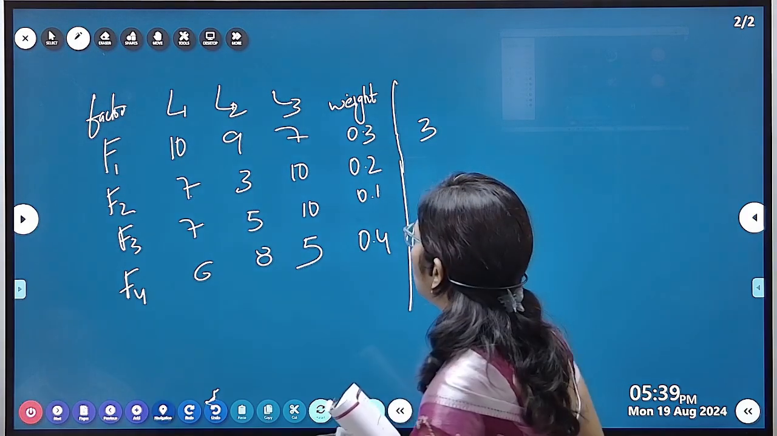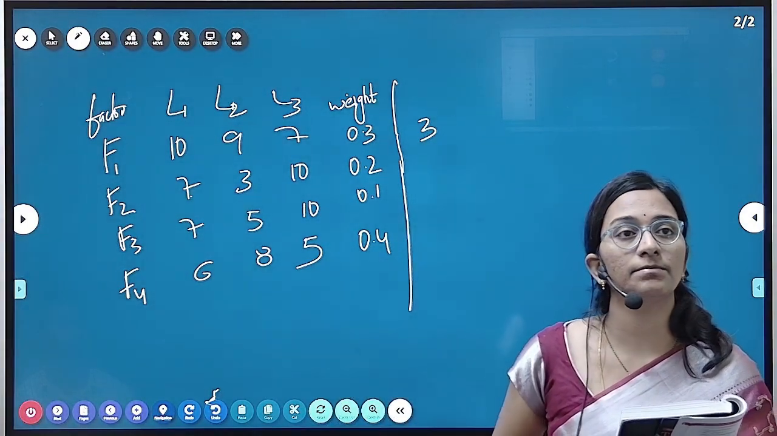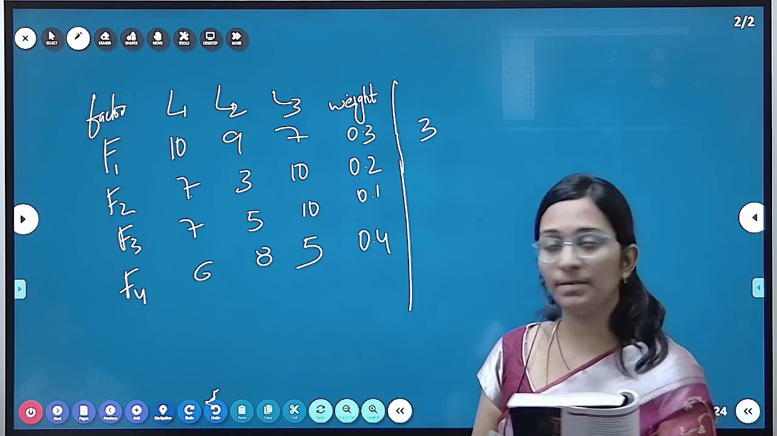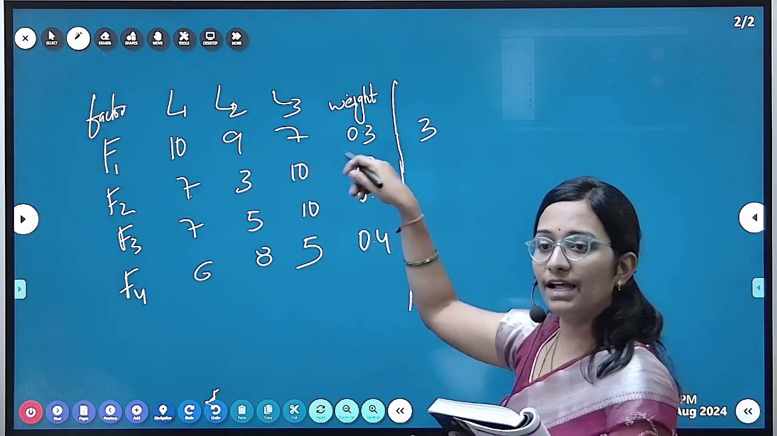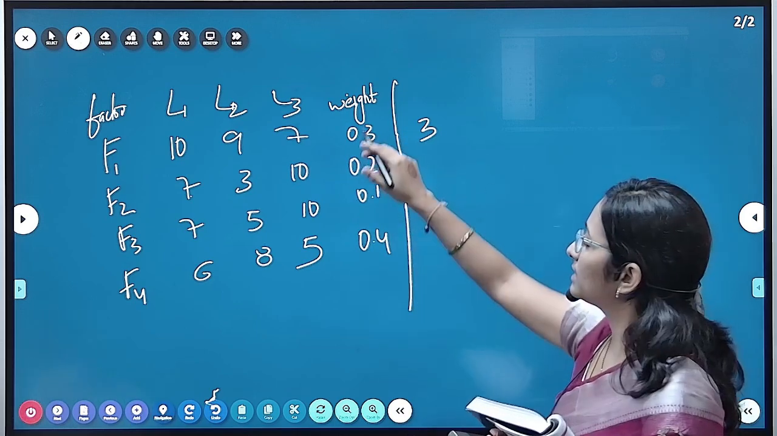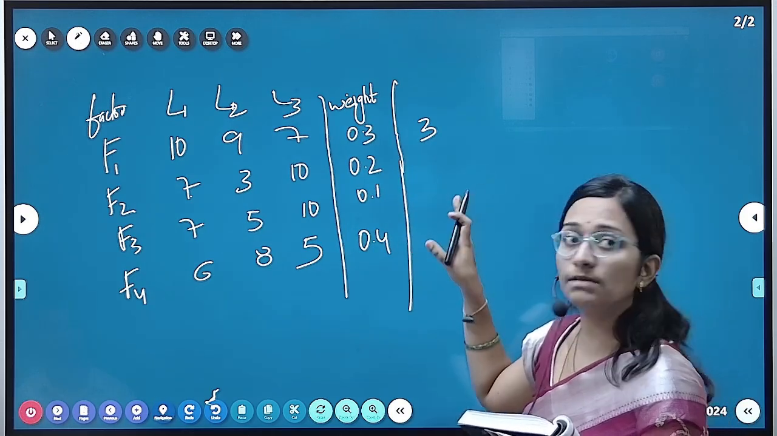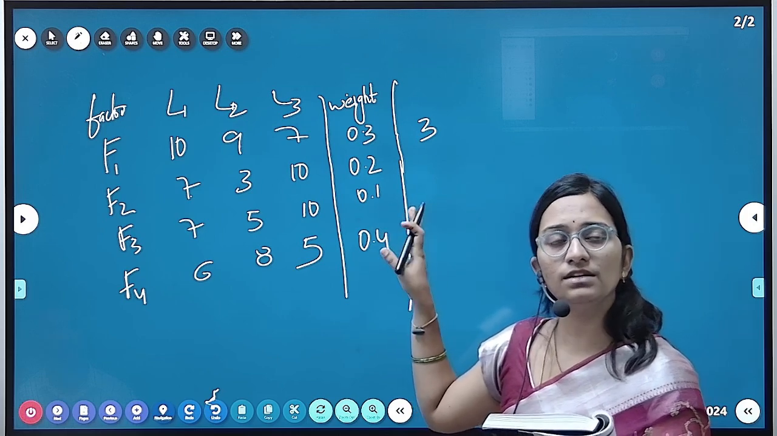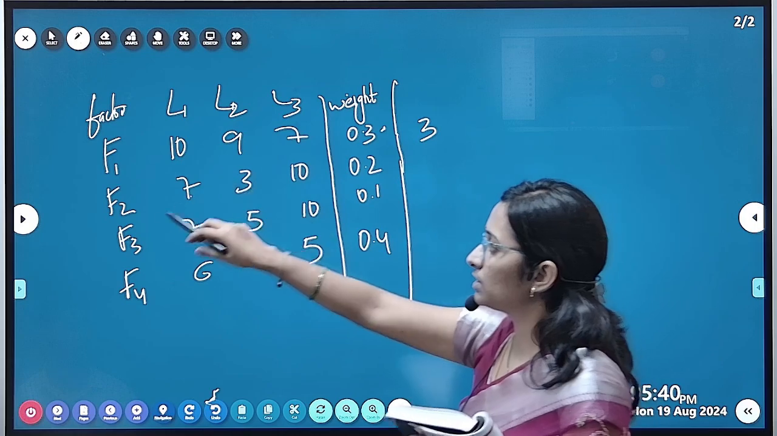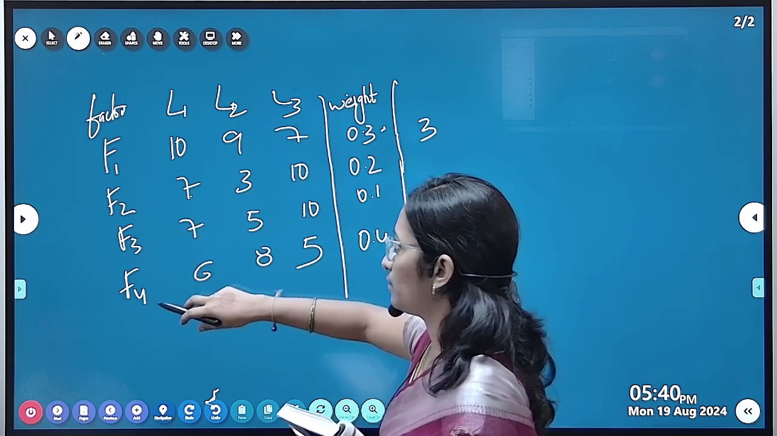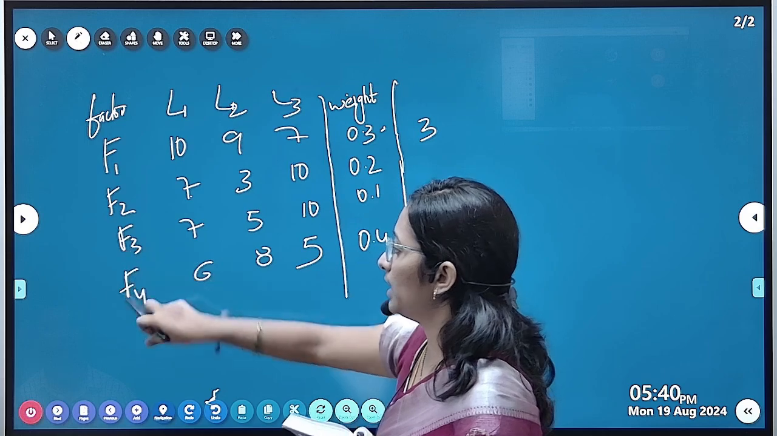Ma'am, I don't understand. Actually, we have not started, it has just started now. This question was given in your book, which I have just written on the board. So these are the weights they have given in your book. These are only assumptions, not the real question. This is an example type of question. So these are the factors F1, F2, F3 and F4, and L1, L2, L3 are the alternatives available for the factors.